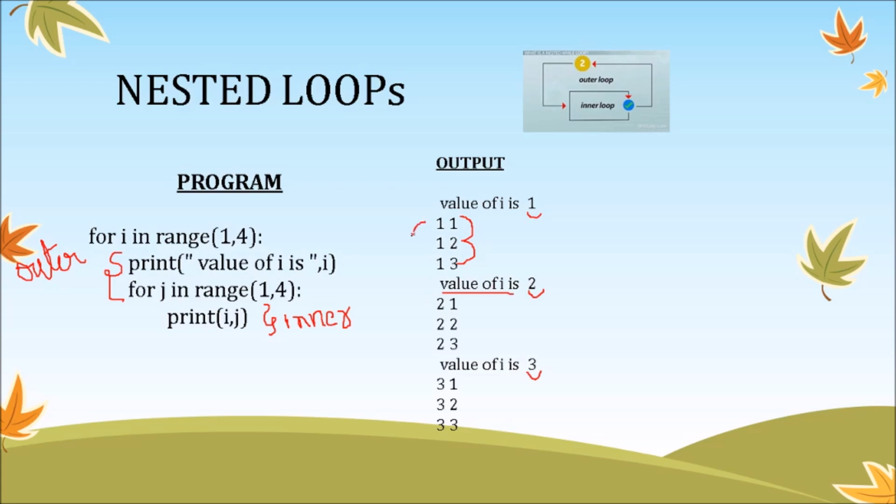Initially it had value 1, now it has value 2, and for value 2 also the inner loop counter variable j will change its value from 1 to 2 and finally to 3. Then again the loop counter variable i will change to 3. So we get this output: 3 1, 3 2, 3 3, because j takes values from the starting value to the end value. This is how nesting of loops works.